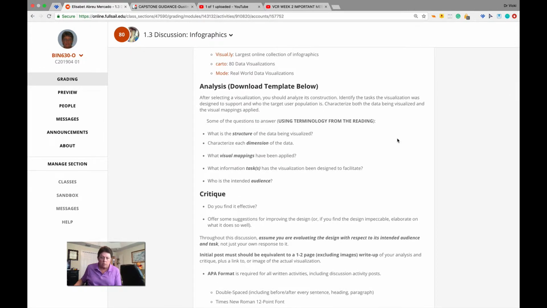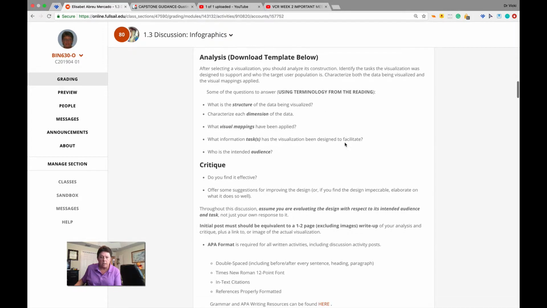The questions that were to be answered using terminology from the readings were: what is the structure of the data being visualized? Characterize each dimension of the data. What visual mappings have been applied? What information tasks has the visualization been designed to facilitate? Who was the intended audience? These were some of the questions that were required to be answered using the specific terminology.